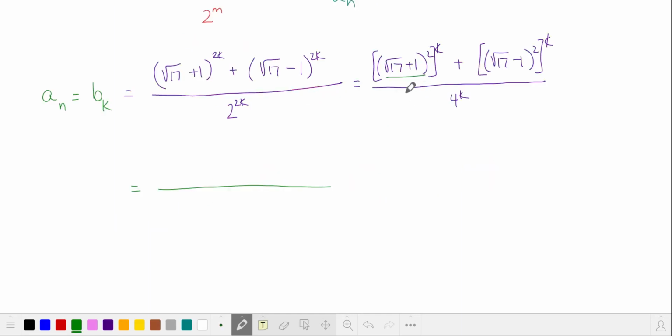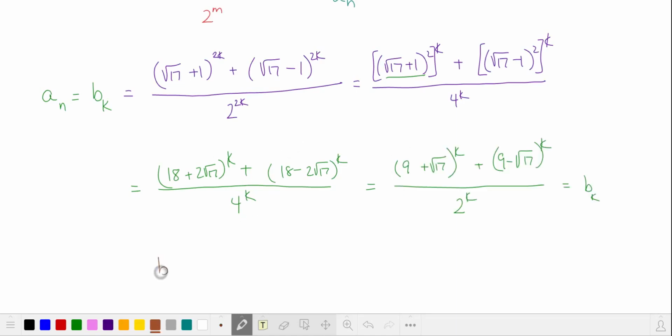Squaring this first term, we get 17 plus 1, which is 18, plus 2 root 17. Here we have 18 minus 2 root 17 to the kth power. These are all even, so we can pull out 2 to the k from the two terms in the numerator and cancel them with the denominator. Let's write b sub k as the sum of two fractions.